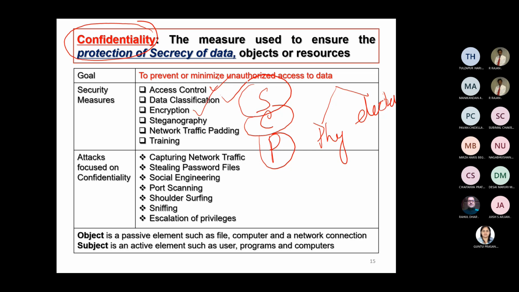Encryption also helps you ensure that confidentiality is protected. In encryption, plain text is converted into cipher text, which is not readable by a normal person. Steganography is another technology control. Steganography is a kind of encryption, but in modern days it is not used. In olden days it was used.